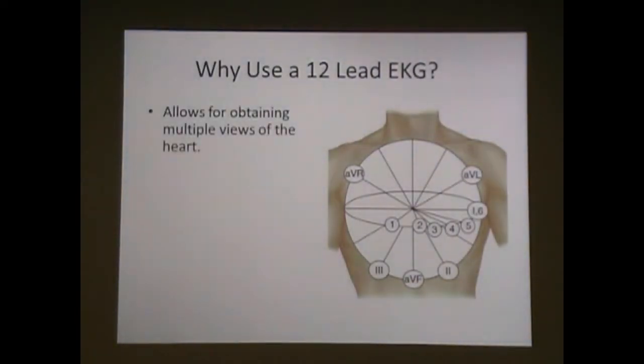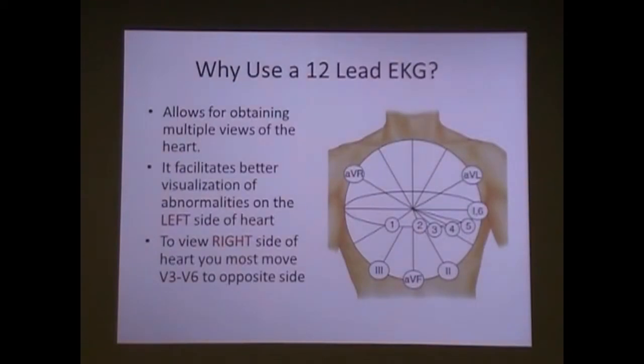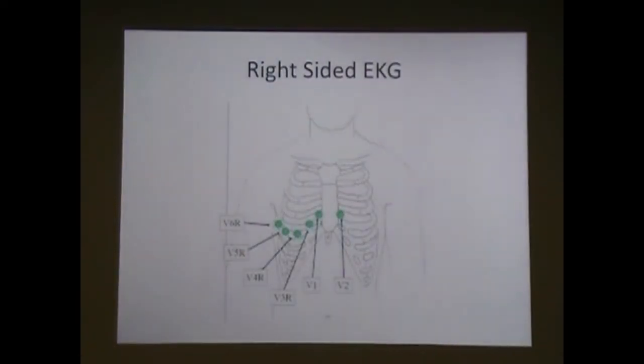Why do we use 12 leads? It allows us to obtain multiple views of the heart at one moment in time. It facilitates better visualization of the abnormalities or the normalness of the left heart. To view the right side of the heart, you must move V3 through V6 over. The most important thing is that some people want to move V1 and V2. Those stay the same. You just move 3 through 6 to the exact mirroring side of the heart.